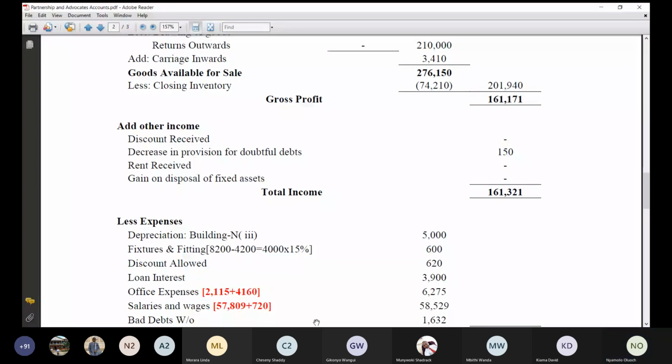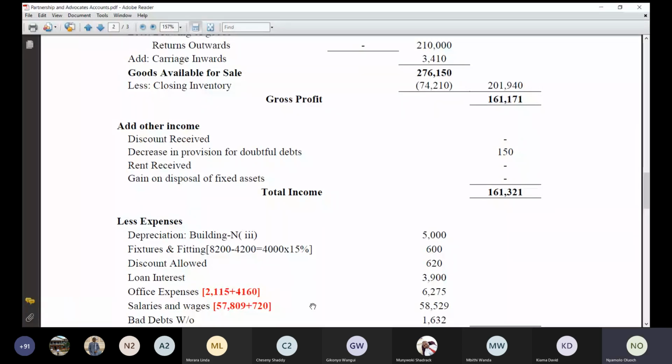For fixtures and fittings, we've been given it as 8,200,000. The provision is given as 4,200,000. If you less that, you get your net book value, which Linda and team did yesterday very well on. So you have your net book value of 4,000, and that 4,000, we take 15% of it, and that gives us a depreciation charge of 600. Discount allowed, that is something that we're just picking directly from our books.